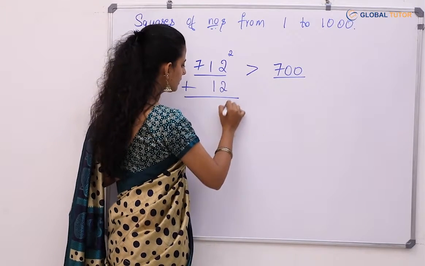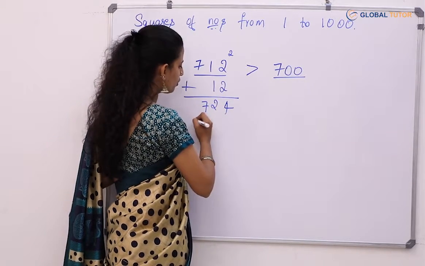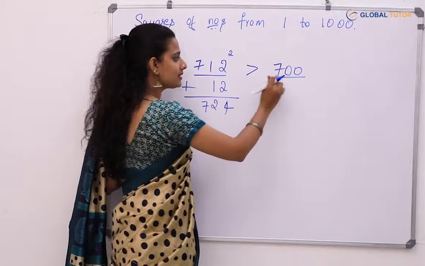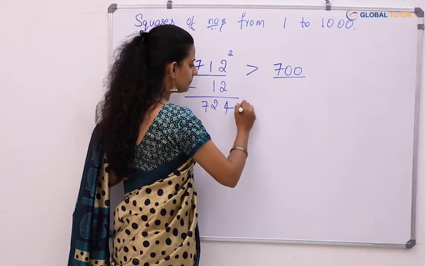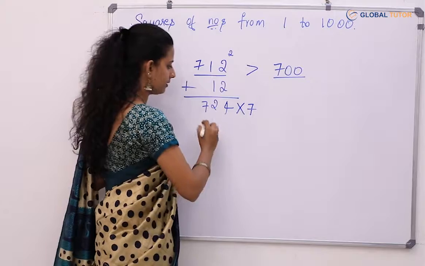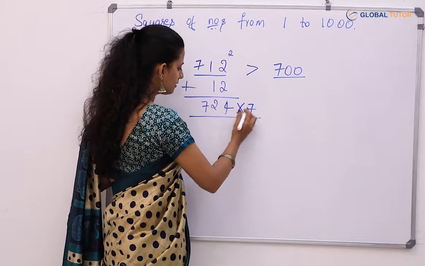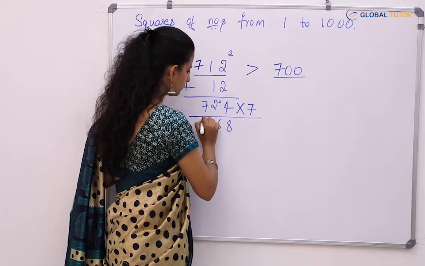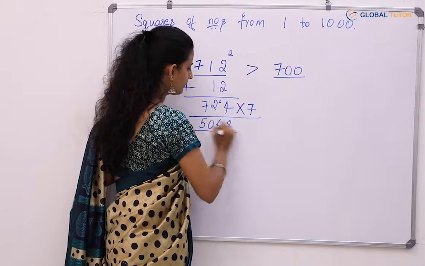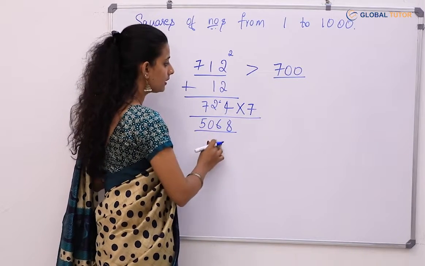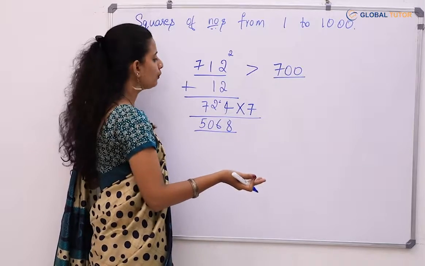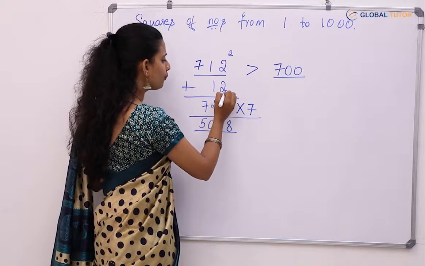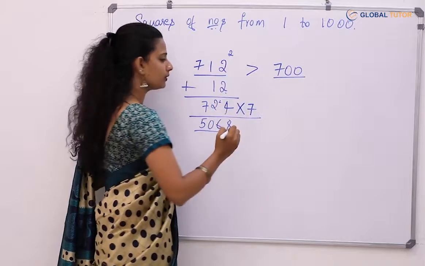So this is 724. Now because it is 700, you multiply with 7. So this is 5068. Now the next step is to find out the square of this difference number whatever we got.